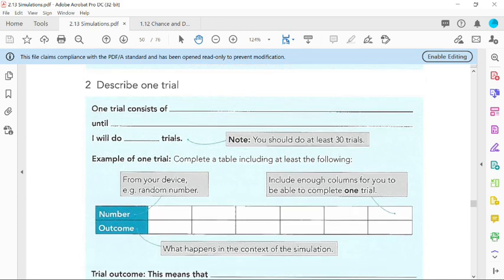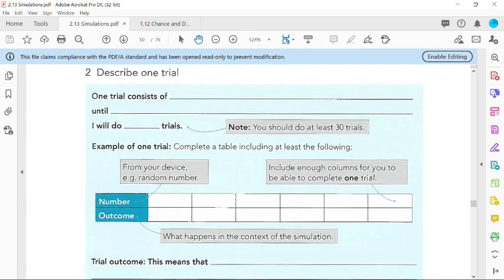Okay? So, in your example of one trial, complete a table with at least the following in there. Don't put the gray stuff in there, but you have to have this. You need a number and an outcome.